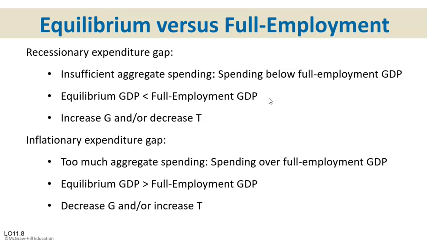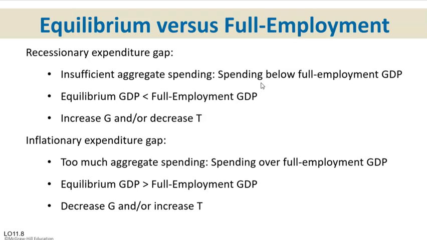We also want to think about what the government can do to fix the problem. And what they can do is they can increase government spending or decrease taxes. We'll go into a lot more depth about this in chapter 13.